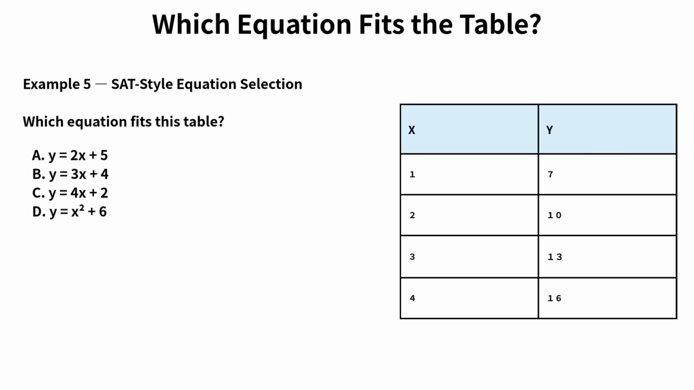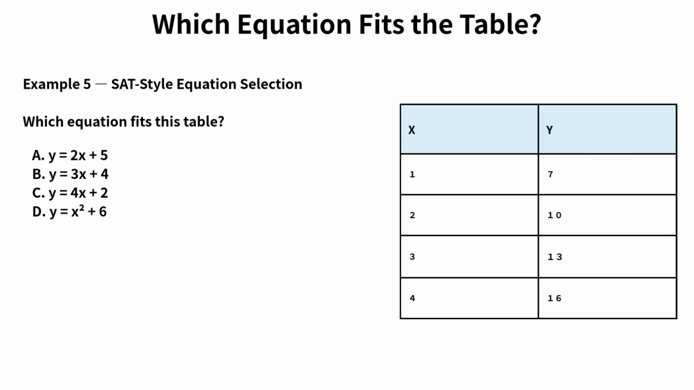From 1 to 2, y goes from 7 to 10, an increase of 3. From 2 to 3, it goes from 10 to 13, again plus 3. And from 3 to 4, it increases from 13 to 16, another plus 3. Because the change in y is consistently 3 each time, the relationship must be linear.